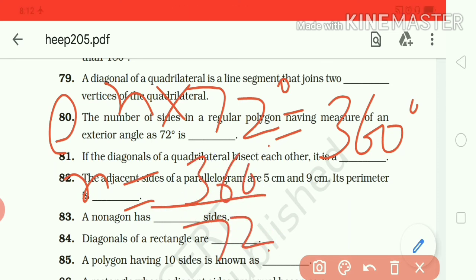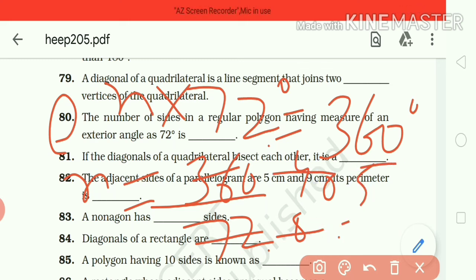So n equals 360 by 72 degrees. Now cut this one. You will get 9, 8 is 72, 9 4 is 36 and 0, and 8 5 is 40. This is 5, you know. So you will get 5 sides, that is a pentagon, right?